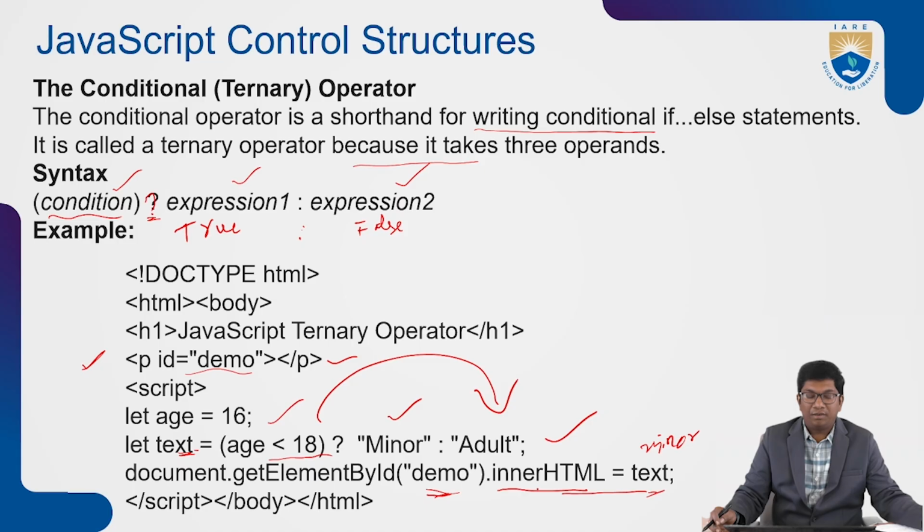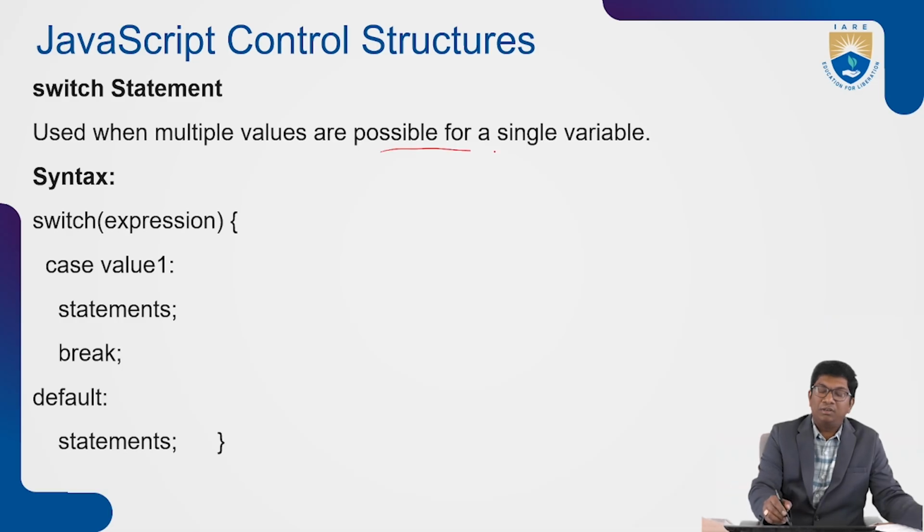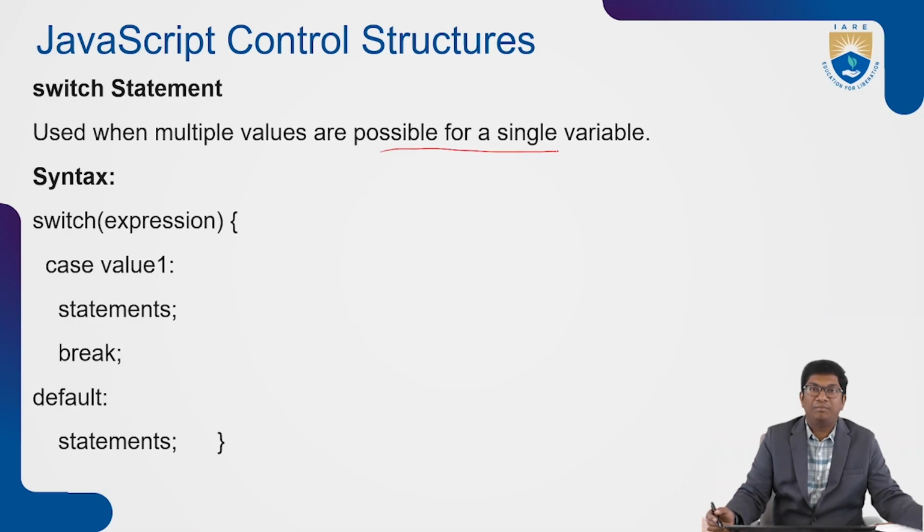So these are the conditional statements, right? Conditional statements: if else, nested if, and we can use the ternary operator. Next we have the switch statement. Same like nested if, we can also use the switch statement. The switch statement is used when multiple values are possible for a single variable.